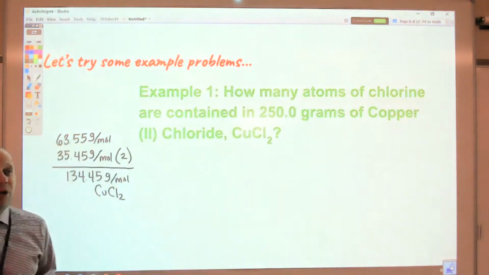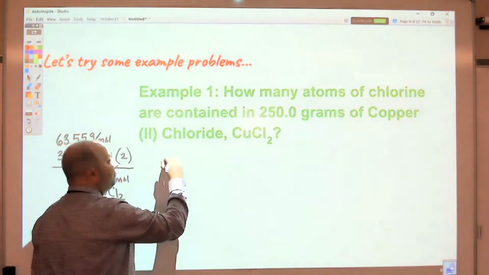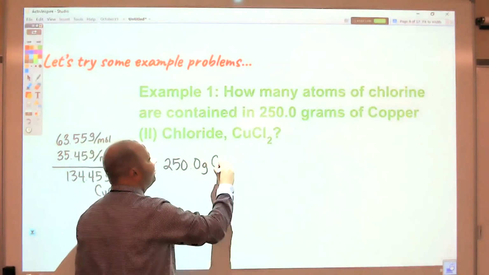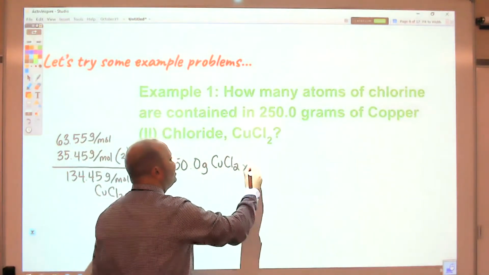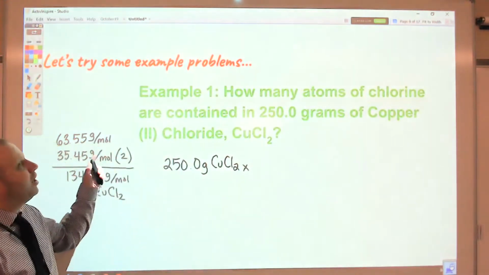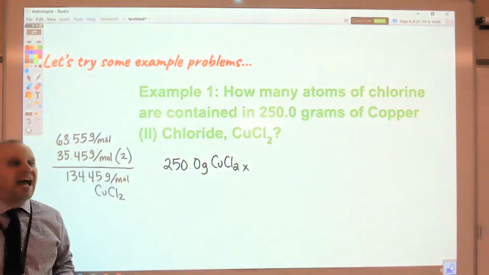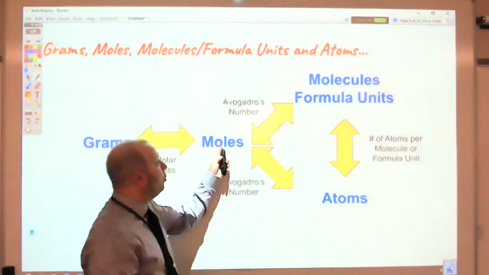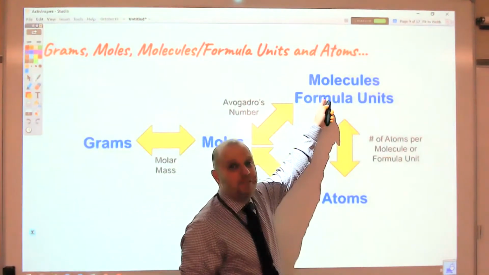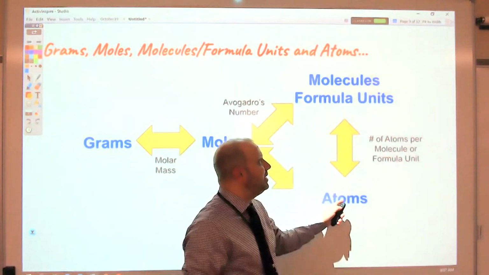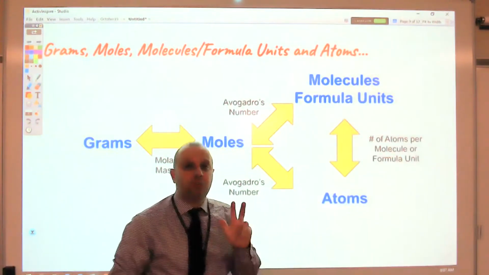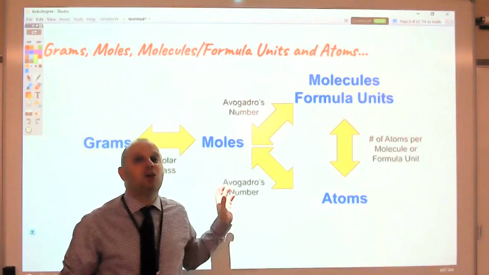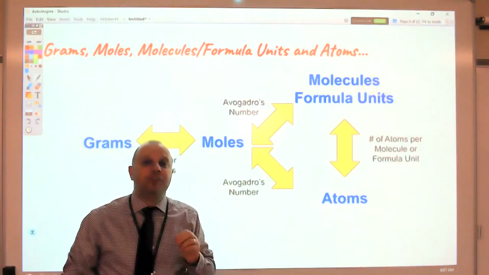Now I can set up my problem. I have 250.0 grams of CuCl2, and in this case, I'm going from grams all the way to atoms. So going from grams to moles, up to, because I have a compound, formula units, and then down to atoms, that's 3 different conversions. Every time you cross one of these yellow arrows, that is a conversion factor.